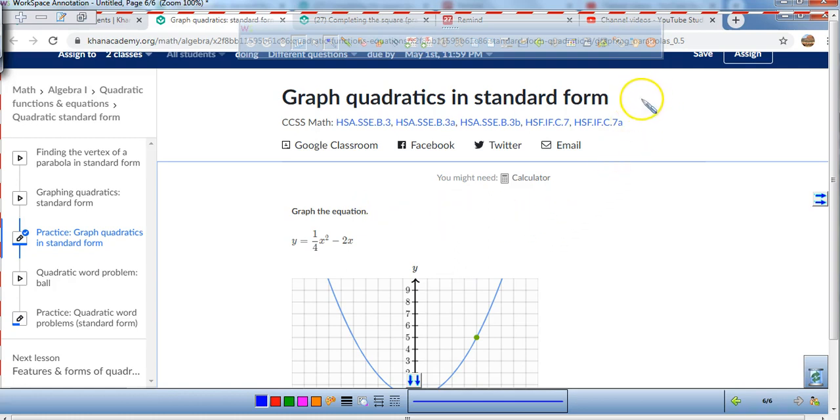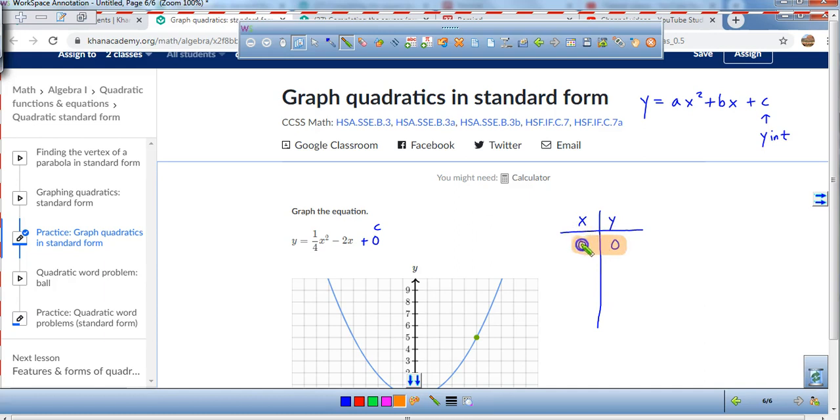So once again, standard form is when you have y equals, or f of x or g of x if it's in function notation, ax squared plus bx plus c. Now in standard form, it's very easy to know where your y-intercept is because the c value will always be your y-intercept. So let's take a look at ours. Ours says y equals 1/4 x squared minus 2x, but you don't have a number at the end, so you can say plus 0. Well, that's our c value. So one point we know for certain that we will be able to plot is (0, 0). So we're going to use (0, 0) for our y-intercept.